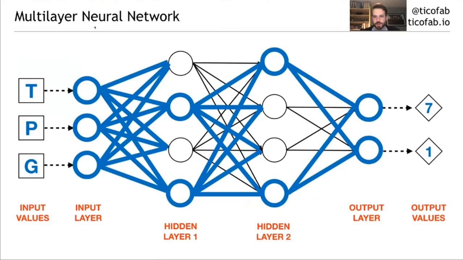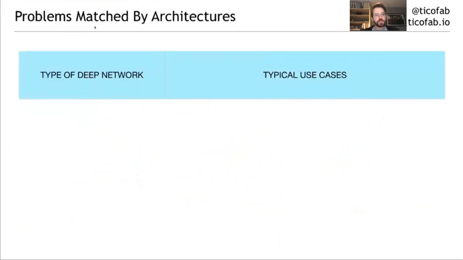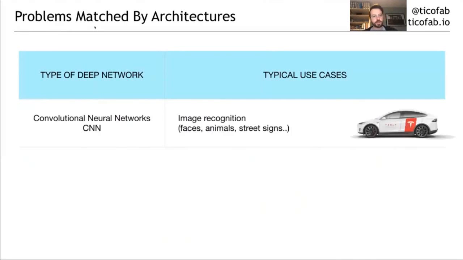Now, we have established what these neural networks are. In practice, if you implement them, there are going to be different types of neural networks or deep networks. And if we want to look at some of them, probably the most important in everyday usage nowadays is convolutional neural networks.